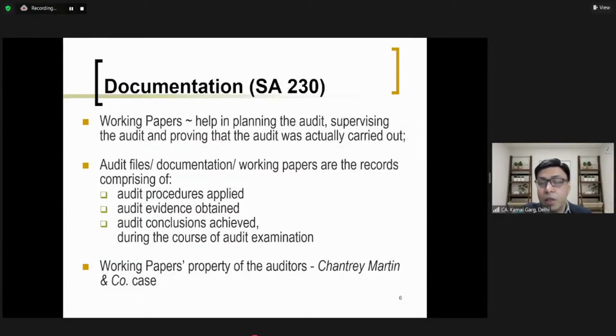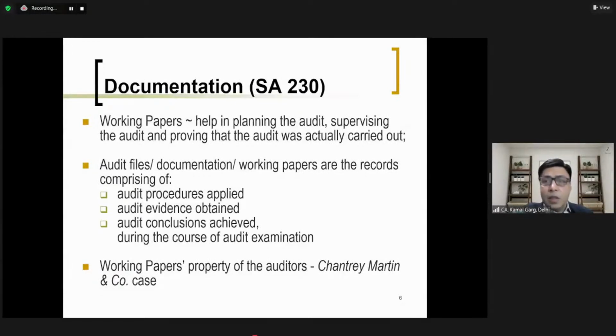Now, what is audit conclusion? On the basis of your examination, either you will come to the true and fair view objective, or you will say that financial statements are not reflecting true and fair view. So whatever conclusions are achieved, that means whether financial statements are reflecting true and fair view or not, whether depreciation is misstated or not, all these things are audit conclusions which need to be comprised in the audit file. Don't worry, for all these 3 points, we have separate case studies which you will be knowing in a while.